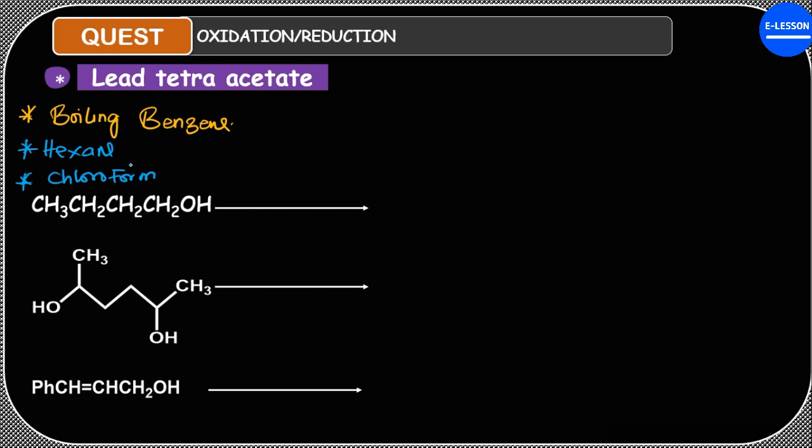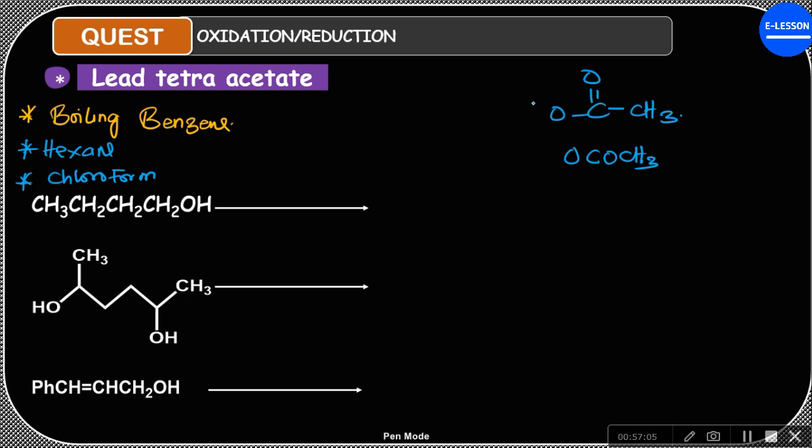So we have lead tetraacetate. Now, first of all, what is tetraacetate? We have to know what acetate is. Acetate is something like this: C double bond O, which we can decide to write as O, C, then we have O, CH3. The reason why it is acetate is because this is acetic acid. Remove the hydrogen, it becomes acetate.